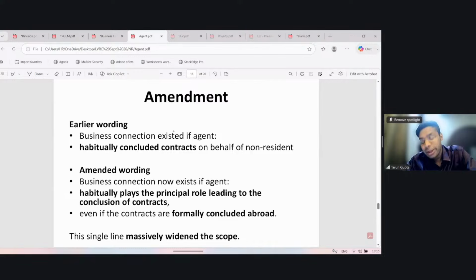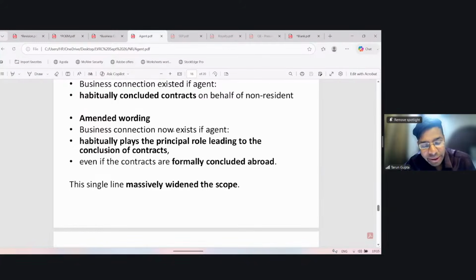Now what happens is that they change the drafting. They said that the agent is not concluding the contract, but the agent was actually practically doing everything, and Anna was only signing the contract as a formality. So earlier, the business connection was constituted if the agent habitually concluded contracts, but now after the amendment, business connection exists if the agent habitually plays the principal role leading to conclusion of the contract, even if contracts are formally concluded abroad.